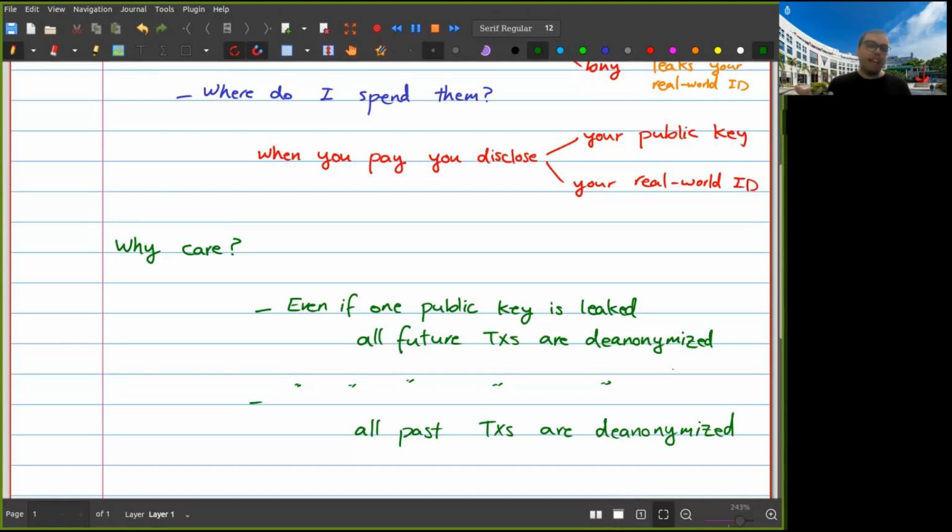And at that point, it's just statistical analysis. They have to just figure out which one of these public keys that are paying are actually other people paying me, and which ones are my own different avatars, basically. So it's not that hard to figure that out because the information is there.